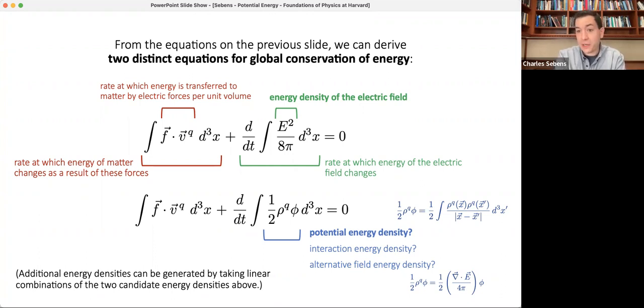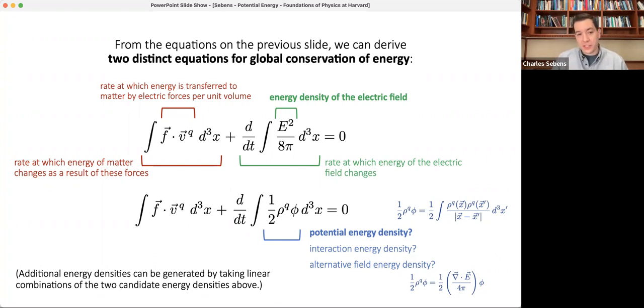So then to balance that rate at which the energy of matter is changing, we need a rate at which some other kind of energy is changing. One option is to say that there's a rate at which the energy of the electric field changes. So we can endow the electric field with an energy density of E squared over 8 pi. If we integrate that energy density over all of space, we get the total energy of the electric field. If we take the time derivative, as is done here, we get a rate at which the energy of the electric field changes.